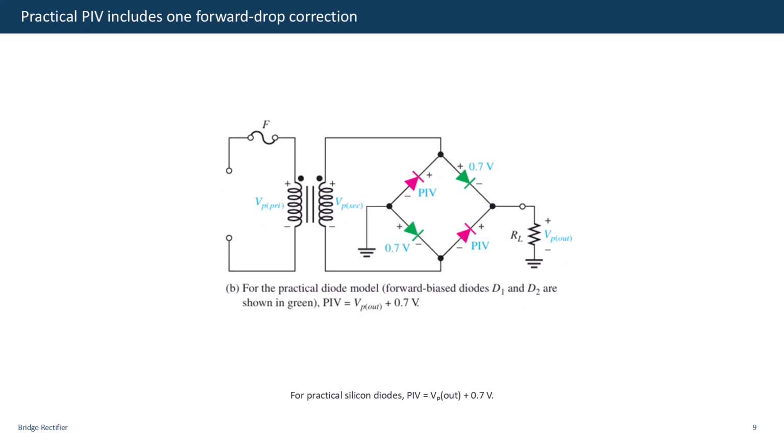With practical diodes, one conducting forward drop lies between the reverse bias diode terminal and the active end of the secondary.